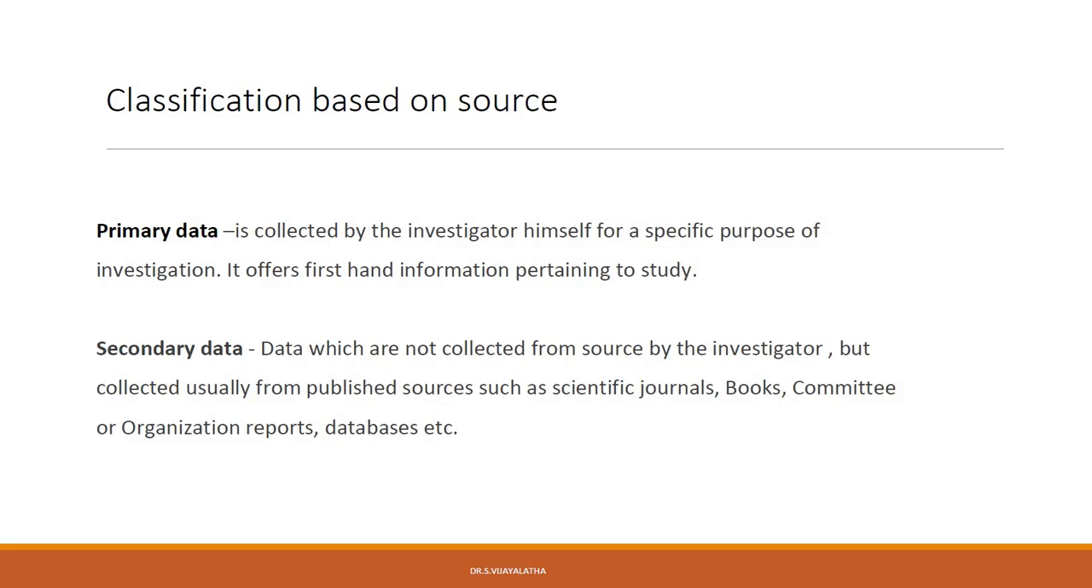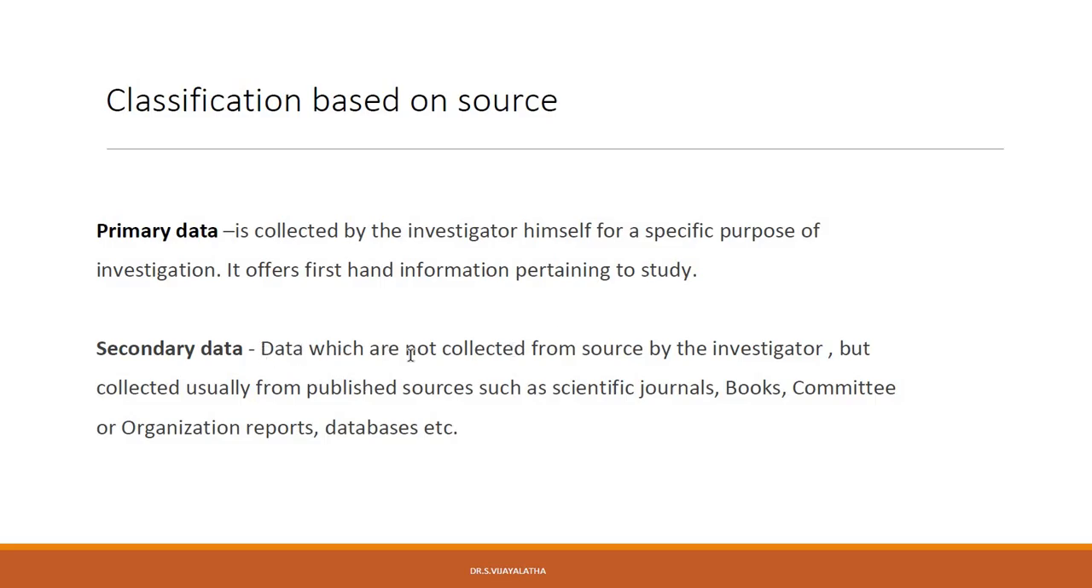On the basis of source, data may be classified into primary and secondary. Primary data is collected by the investigator himself for a specific research investigation. It is the first-hand information collected by the investigator. The methods used may be experimental method, observation method, survey method, etc.